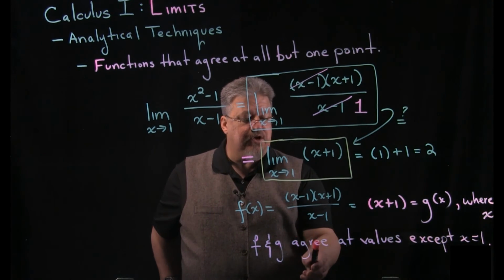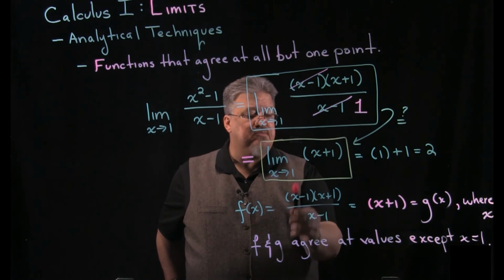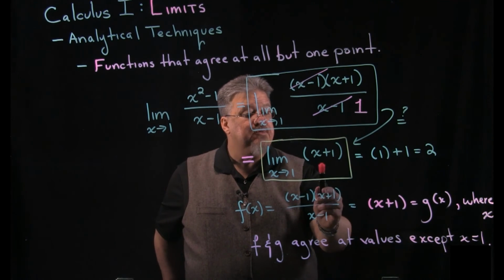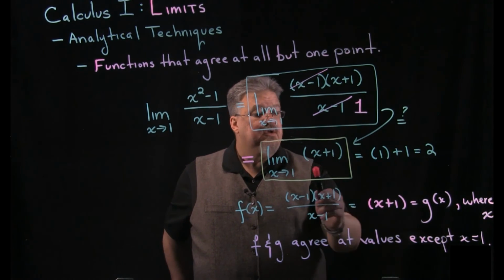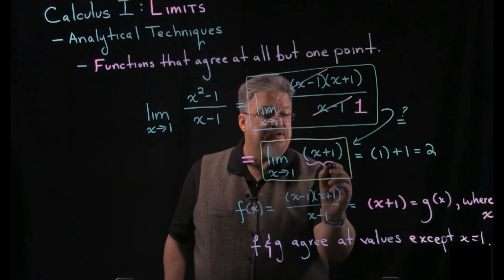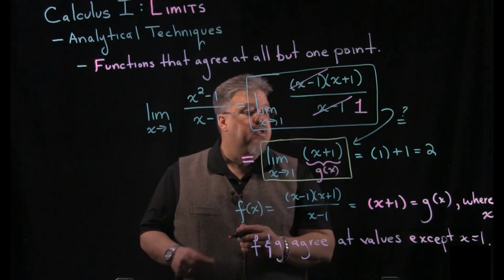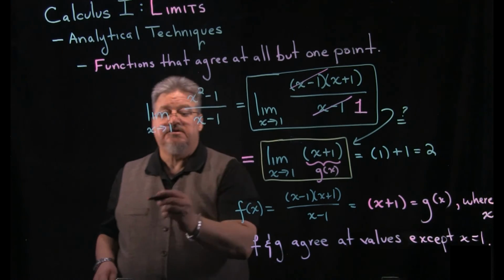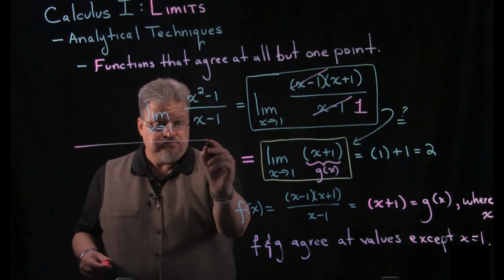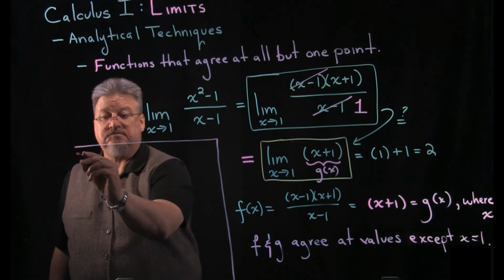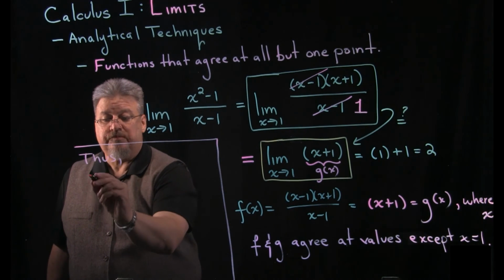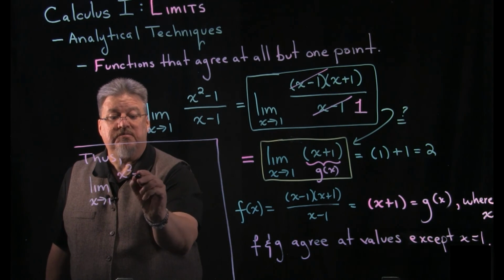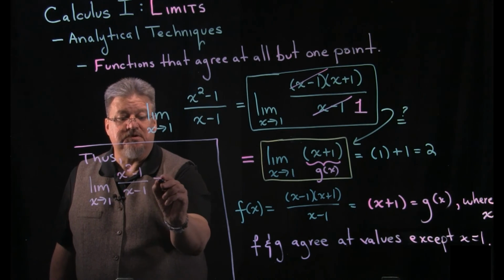Since f and g agree at all but one point, they have the same limit if the limit of g exists, which it does. So the limit as x goes to 1 of x plus 1, which is the limit as x goes to 1 of g of x, that limit's 2, therefore the limit of the original function is 2. So to finish the statement, we have shown that the original problem, the limit as x goes to 1 of x squared minus 1 over x minus 1, is equal to 2.